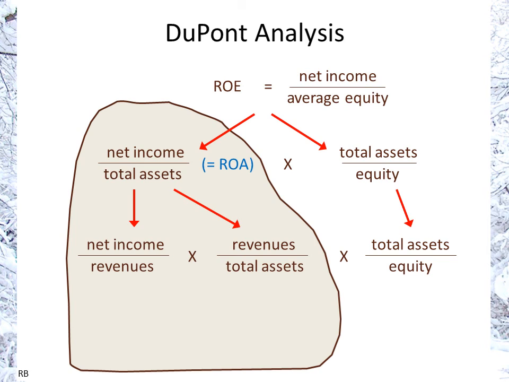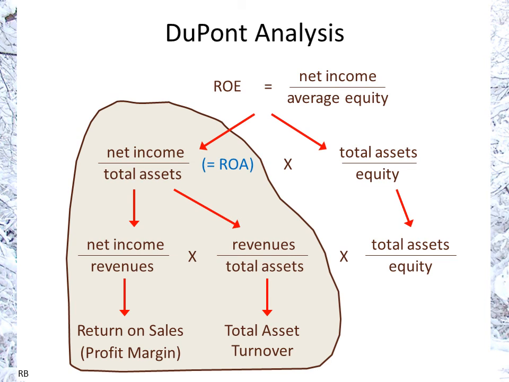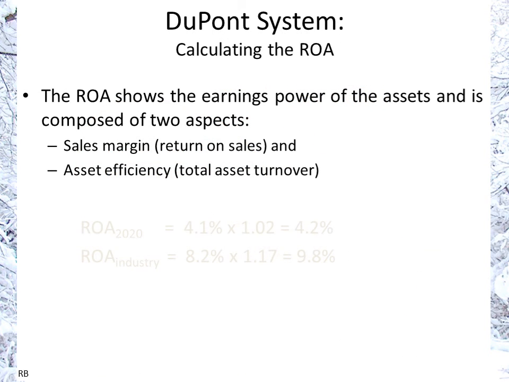Well, these are three ratios that we use: return on sales, total asset turnover, and equity multiplier. Then we can see what the source of the low return on equity would be. As you can see, the earnings power from the return on assets shows how much it's dependent on the sales margin and the asset efficiency. So the sales margin, the profit margin or return on sales, which we calculated was 4.1, and the asset efficiency or the total asset turnover was 1.02. So that gives us our total return.